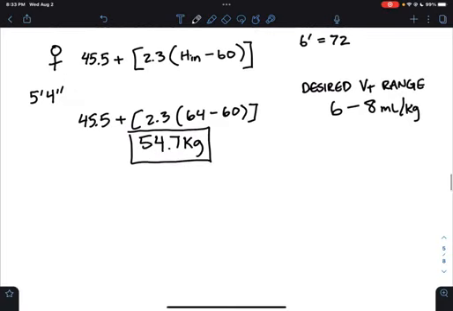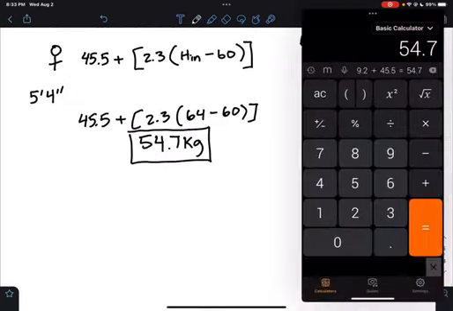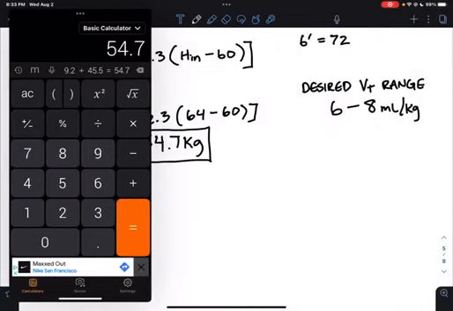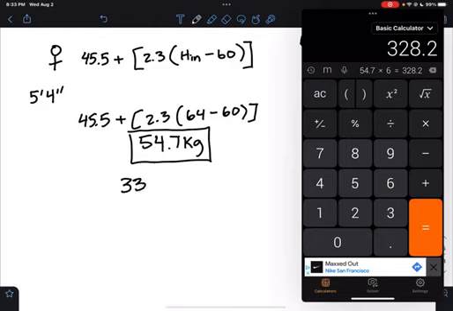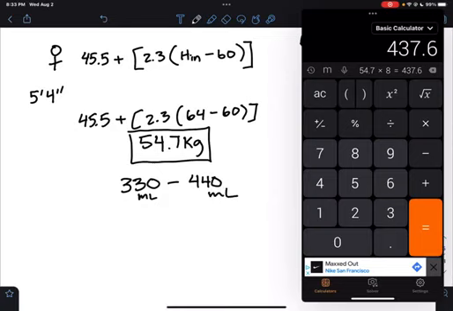So let's do that. 54.7 times 6, we get 328, but let's round that to 330. And then 54.7 times 8 milliliters per kilo, we can round that to 440. The units for this would be milliliters. This is your tidal volume range.